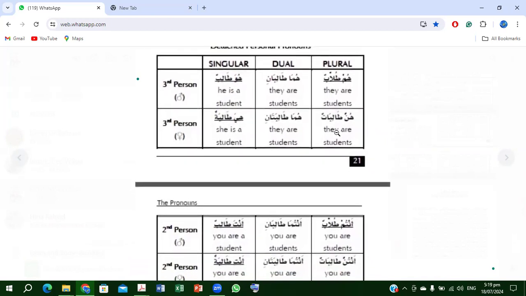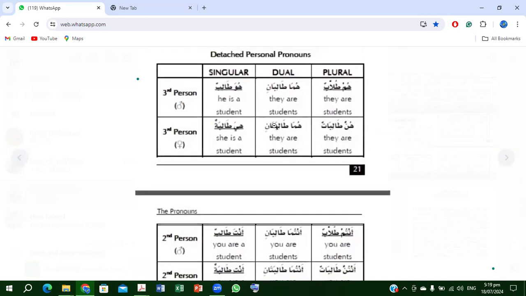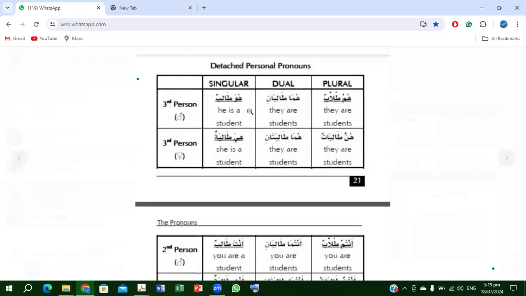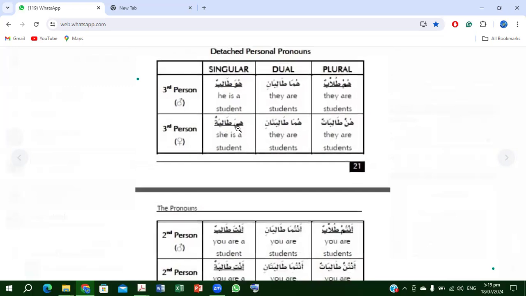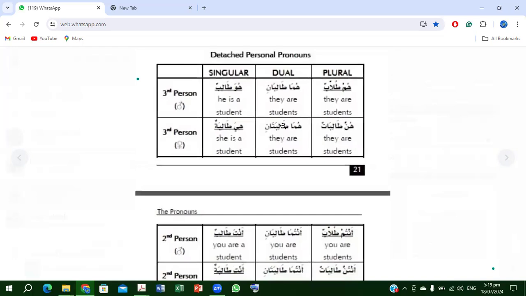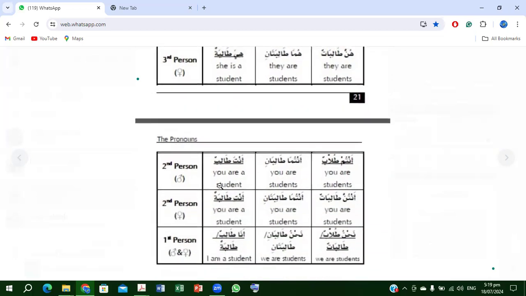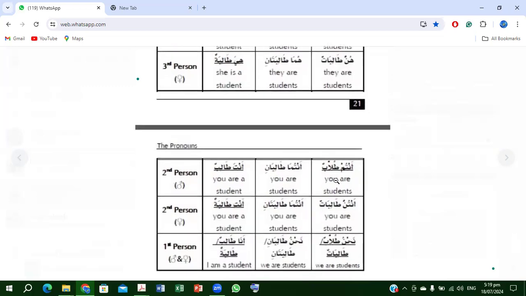Huma talibatani. Hunna talibatun. Right? So here my purpose is just to introduce you to the pronouns, that is huwa, huma, hum. For female, hiya, huma, hunna. For dual, you can say they are same, okay? But definitely we have written them separately to make it clear that it is same for both. Huma, if you say it is for female also, it is for male also for third person. They both girls or they both boys.